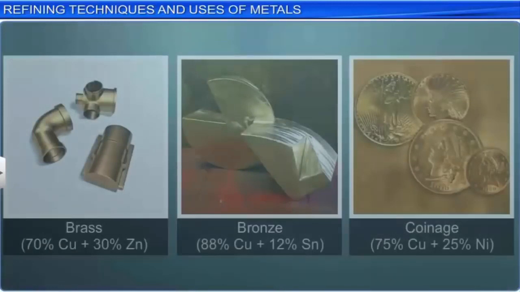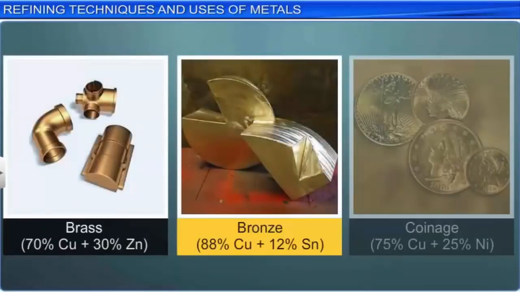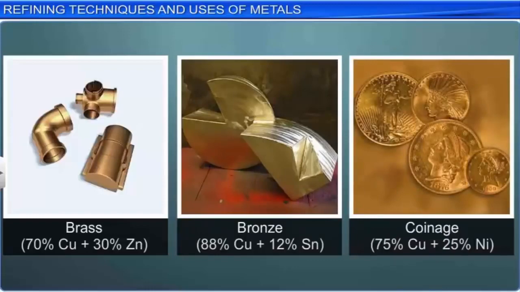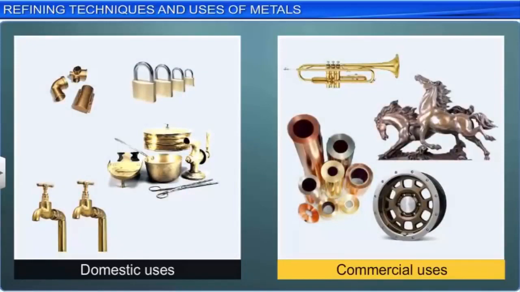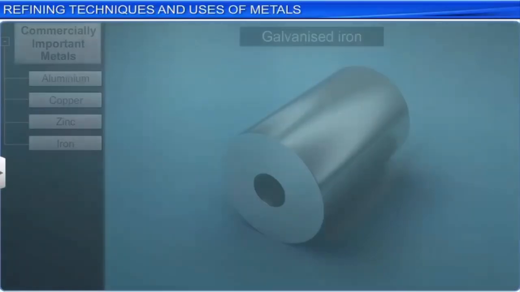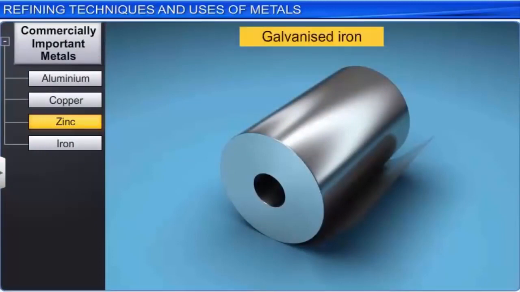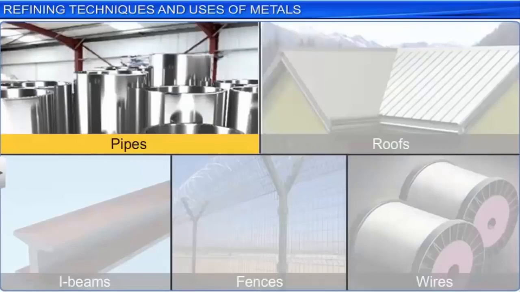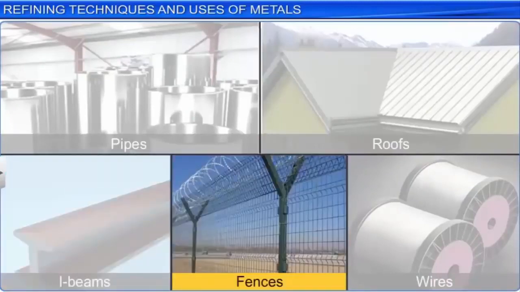Copper forms alloys such as brass with zinc, bronze with tin, and coinage with nickel. These alloys are harder than copper and have many domestic and commercial uses. Zinc is used for galvanizing iron. Galvanized iron does not corrode and is used to make pipes, roofs, I-beams, fences, and wires.